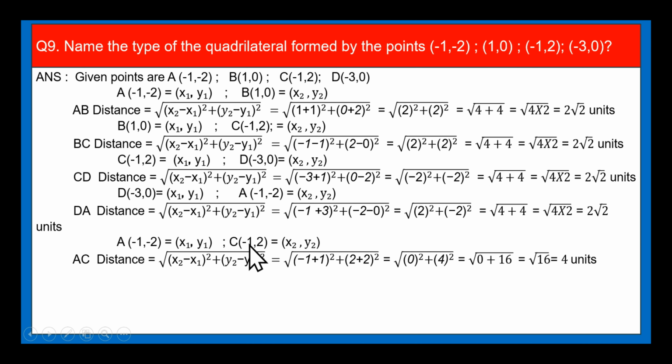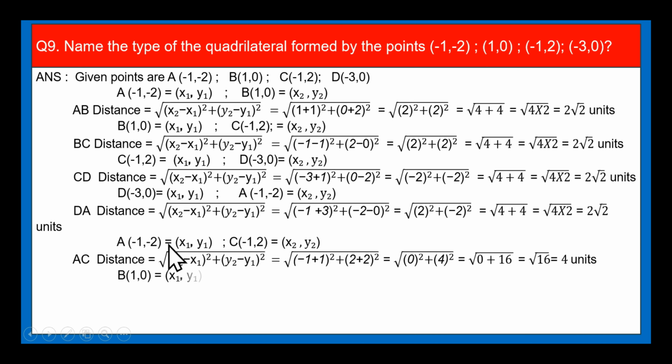AC distance: x2 minus x1 means minus 1 plus 1 whole square plus y2 minus y1, 2 minus of minus 2 will be plus 2, 2 plus 2 whole square. Minus 1 plus 1 is 0 square, 2 plus 2 is 4 square. 0 square is 0, 4 square is 16, root over 16 is 4 units. It is AC distance, or the length of the first diagonal.